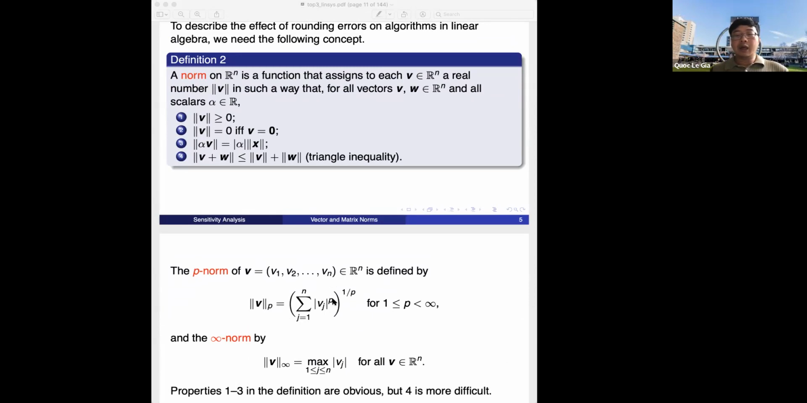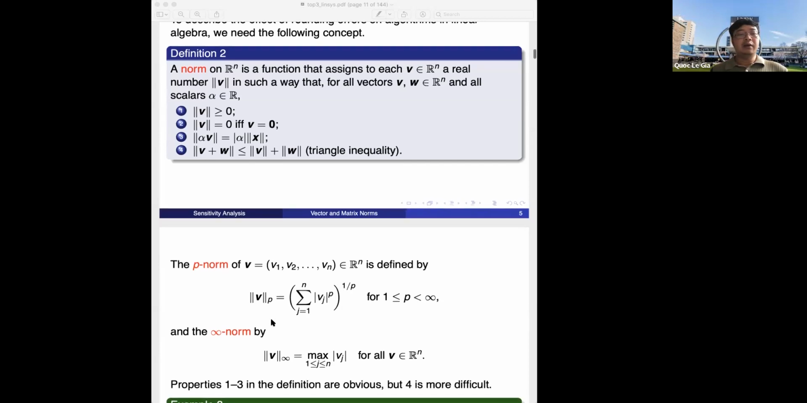Then, if you take the square root of a square plus b square, how about if you replace the square by the power p? You take all the components, you raise them to the p, and then you sum it up and you take the power 1 over p. In this case, p has to be greater or equal to 1, and less than infinity. And we call it a p norm. And then there is the infinity norm.